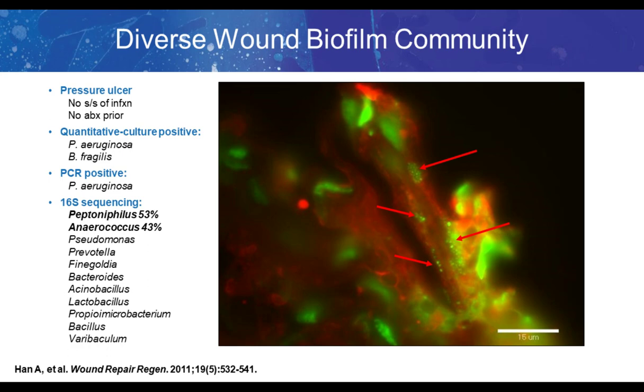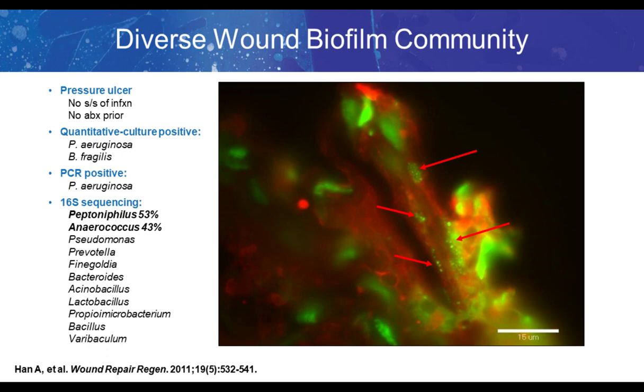And so here's an example of community diversity. This is a wound specimen from a subject with a pressure ulcer. There were no signs and symptoms of infection. The patient hadn't been receiving antibiotics when this specimen was collected. The first thing I want to point out in this slide is the biofilm, which is indicated by the red arrows. And the biofilm is really subtle. It's not a big mushroom-like structure in this case. We often see that in chronic wounds, where in some cases we'll see a thick biofilm, but often the biofilm is kind of subtle and hard to find even microscopically.